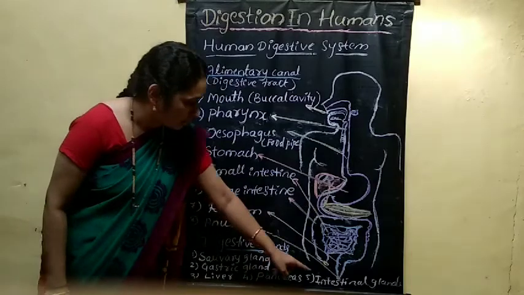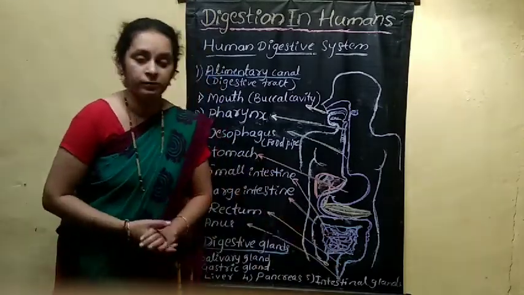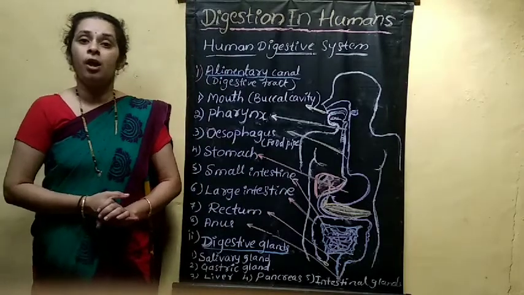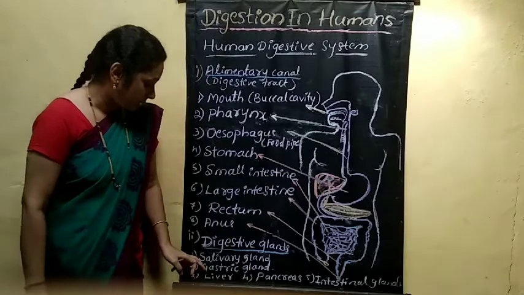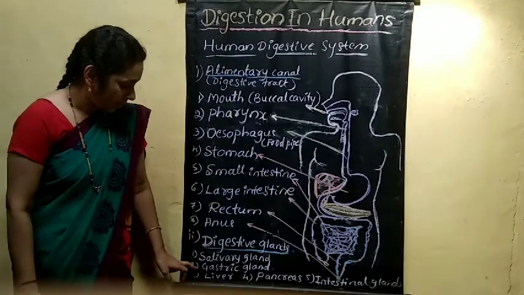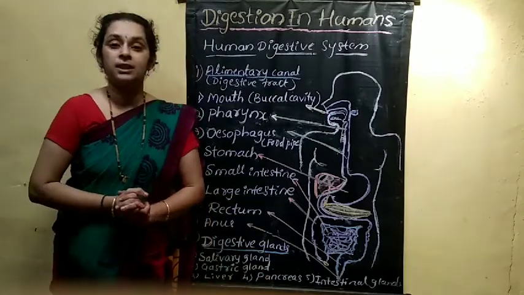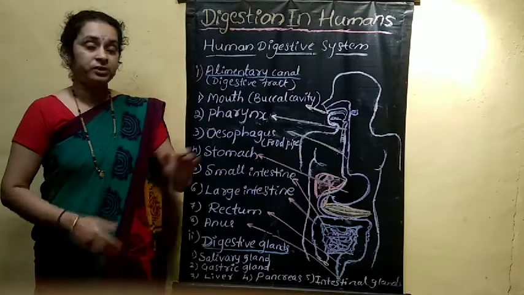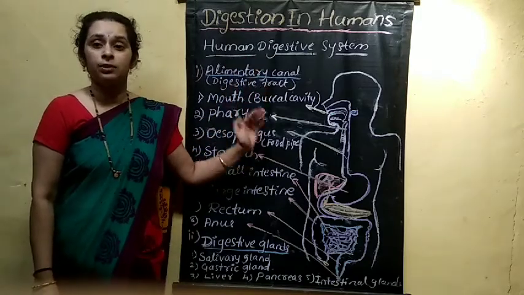And then you will come across intestinal glands. In the walls of the intestine, you will come across some glands. They are called intestinal glands. There are mainly 5 glands: salivary gland, gastric gland, liver, pancreas and intestinal glands. These are the parts of the human digestive system.